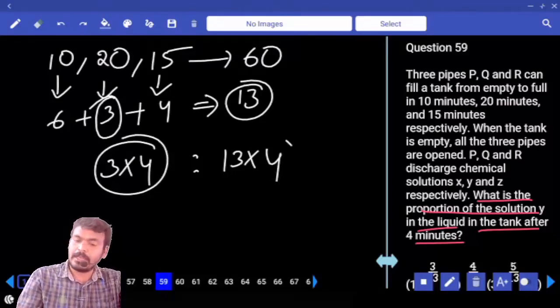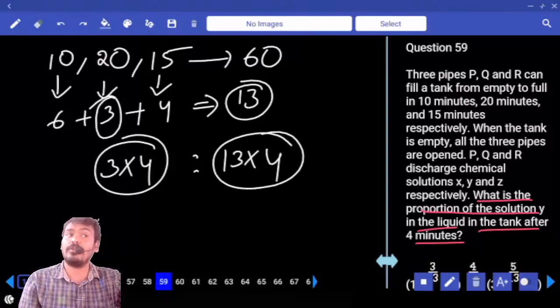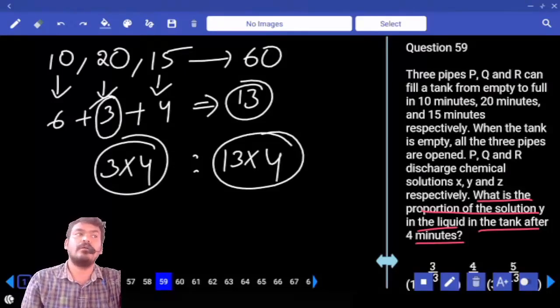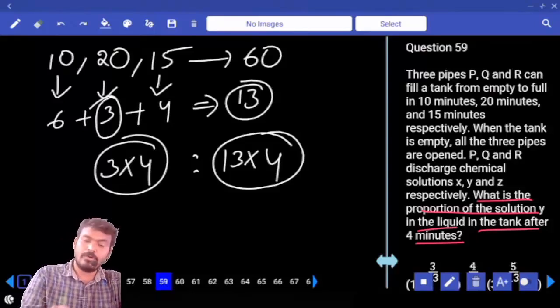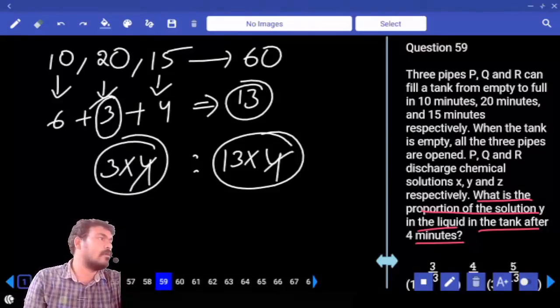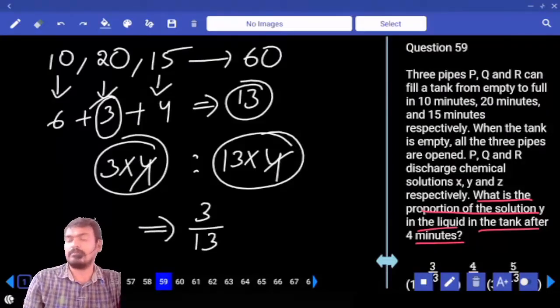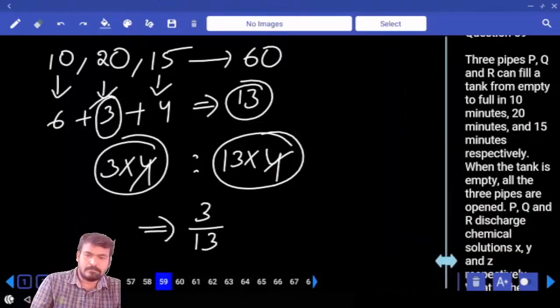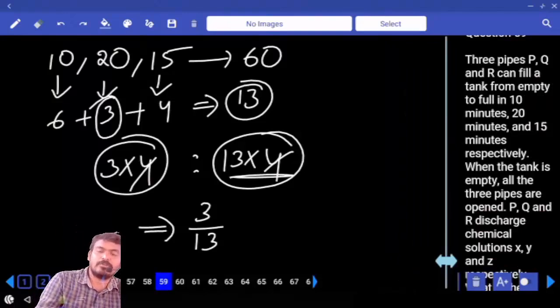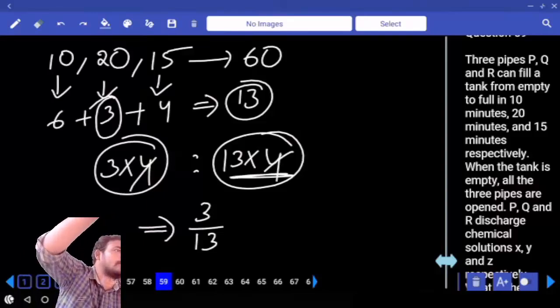3 into 4. 3 into 4 means it is which value? Y. 13 into 4 means it is a combination of 3 or only 1? Combination of 3. Both sides 4, 4 cancel or not? What is the remaining value? 3 by 13 or not? 13 4s are how much? 52. Means total solution after 4 minutes is how much?